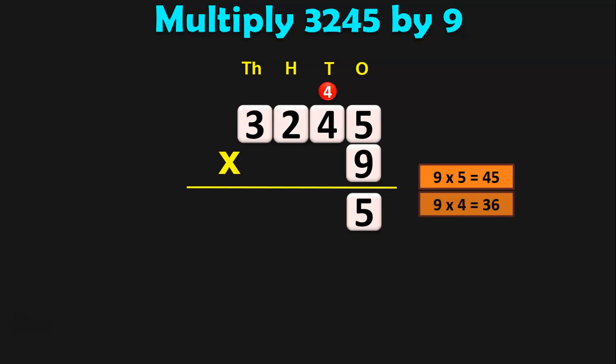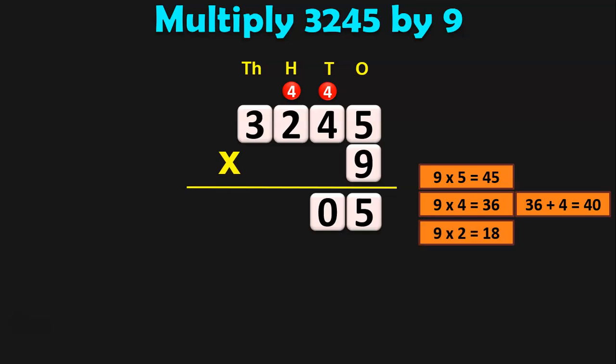Now multiply 9 by 4 in the tens place will give you 36. 36 plus 4 is 40. So you have 40 tens now, which is nothing but 400. So retain the 0 in the tens place and take the 400s as a carryover to the hundreds place.